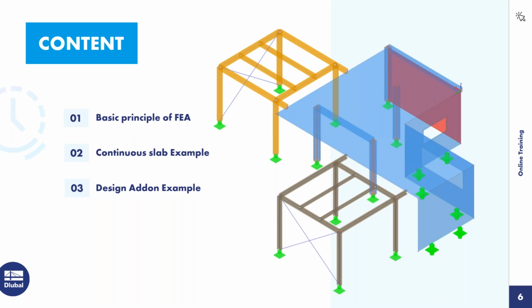And then towards the end of today, we will probably start the design add-on example, which is the example you're looking at right now on this slide, and this is where we'll use this example to go over a couple other elements with regards to modeling. But the focus of this example is to learn how to use the design add-ons, and we'll just go over the basics, and we'll be designing timber, concrete, and steel.